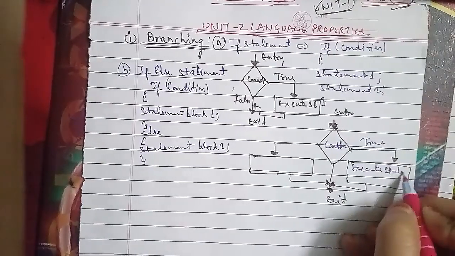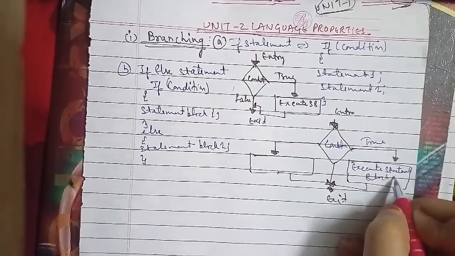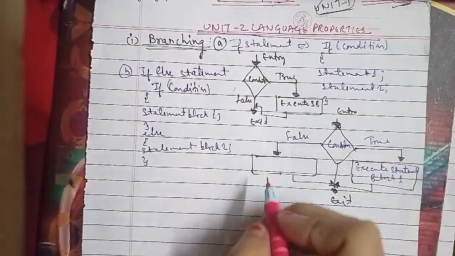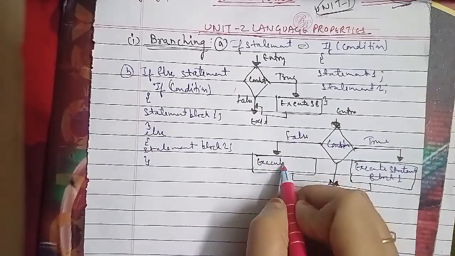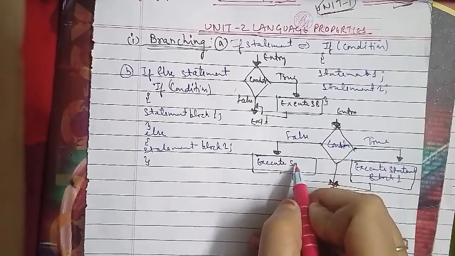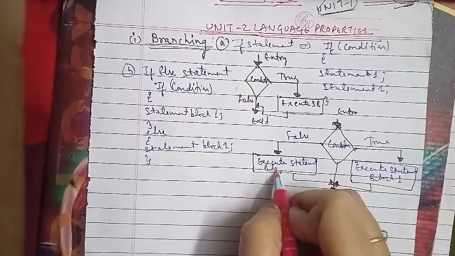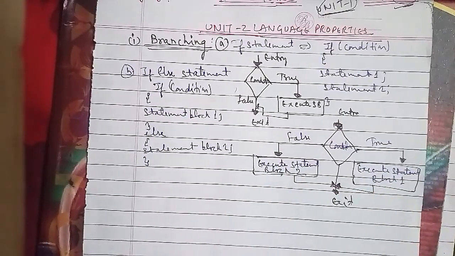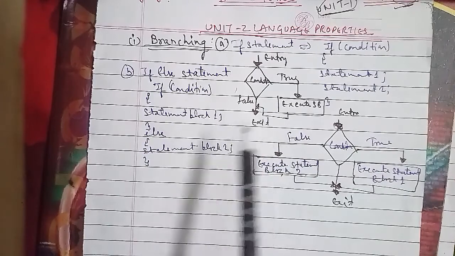Now we'll talk about the second one. Branching has been divided into if, else if, and switch statements, of which we had discussed the if statement and if else statement. Now we're going ahead with the second one, which is looping. The first is branching, the second is looping.